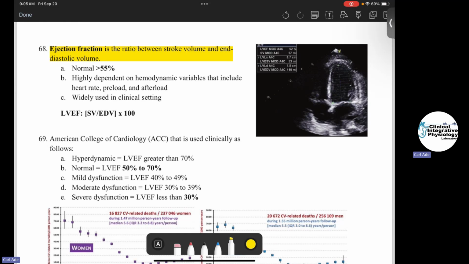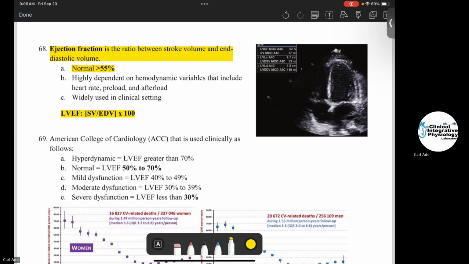This is the ratio between stroke volume and end-diastolic volume. Normally, you're above 55%, meaning that 55% of the blood in end-diastole gets ejected with each beat. As you would imagine, it's highly dependent on things like heart rate, preload, and afterload, but it's widely used in a variety of athletic and clinical settings. And this is the simple equation: stroke volume divided by end-diastolic volume times 100.